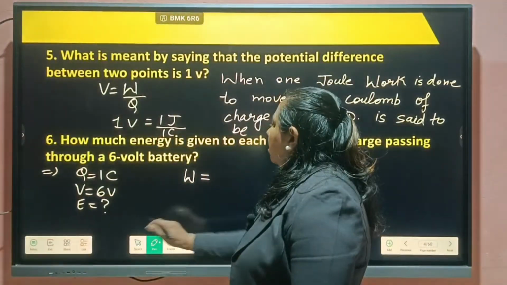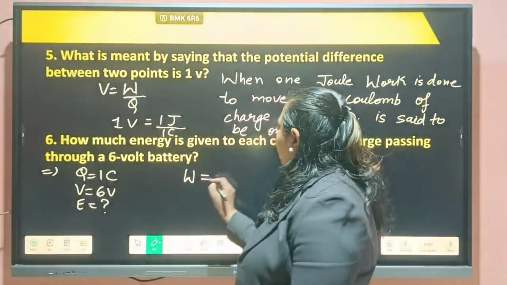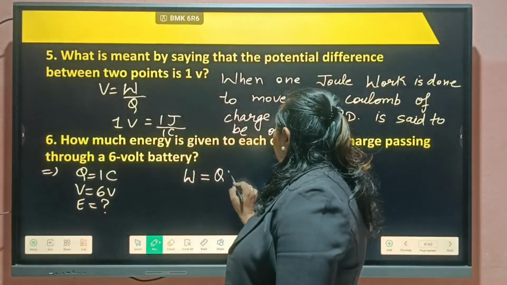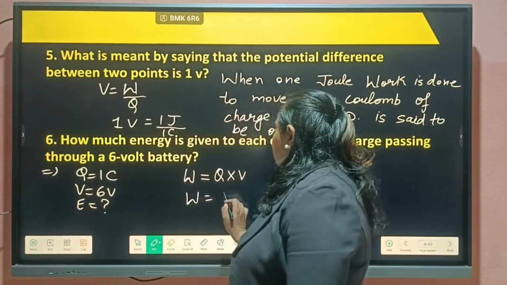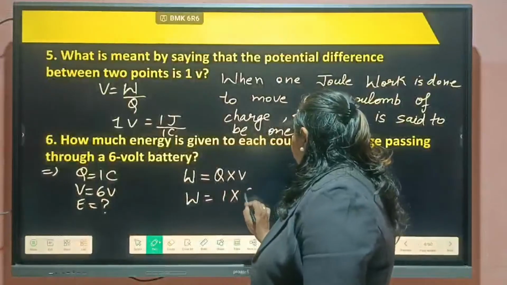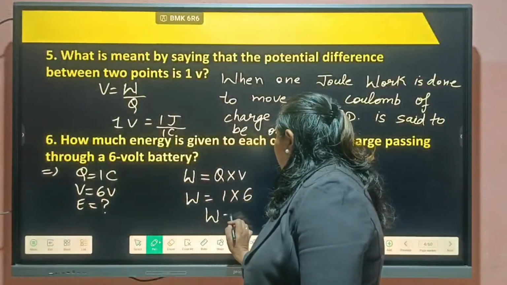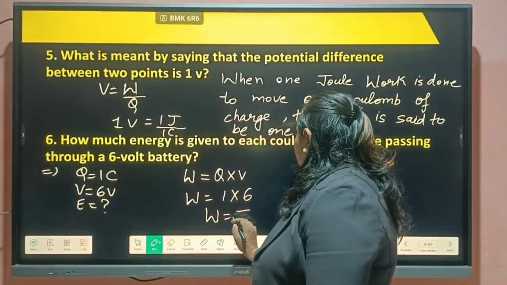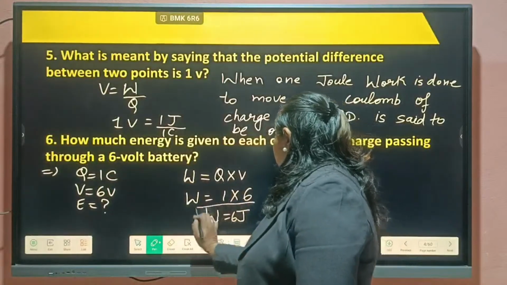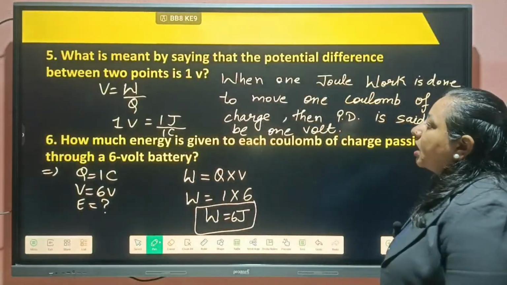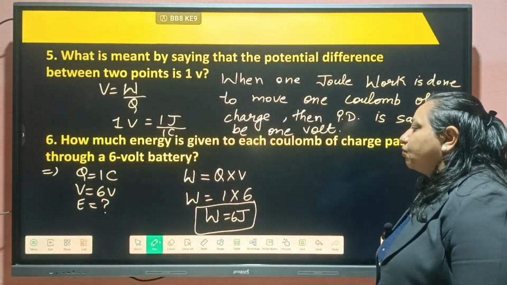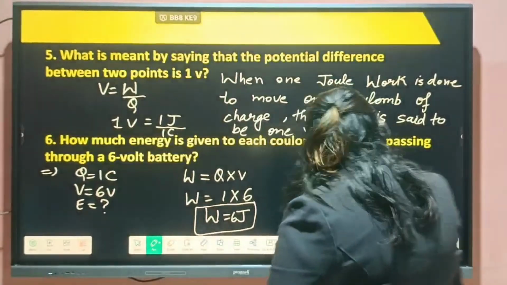So its formula is, we will find it in the form of work done. Work done is equal to charge into the potential difference. Charge is 1 coulomb and potential difference is 6. So work done, that means energy, is 6 joules. So 6 joules of energy is given to each coulomb of charge passing through a 6 volt battery, right?